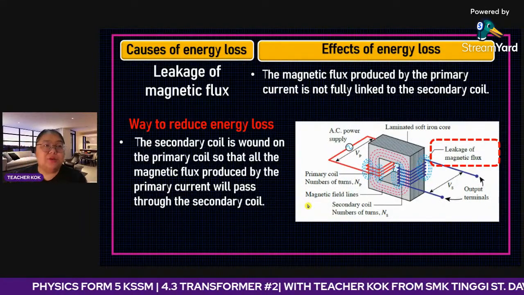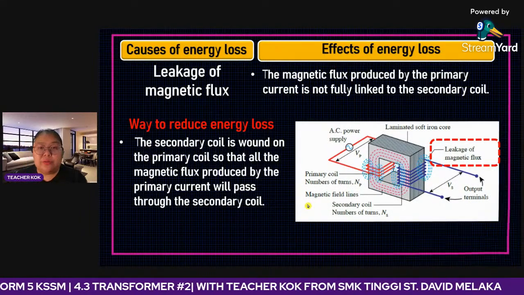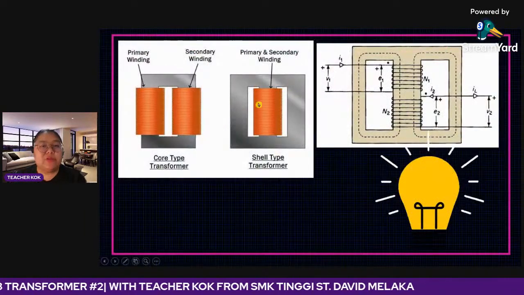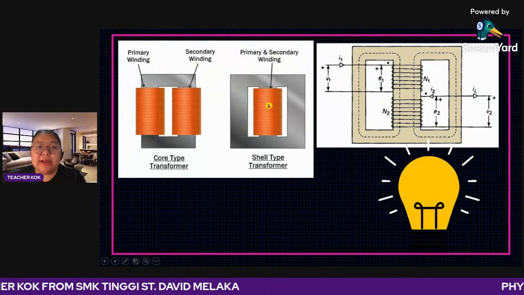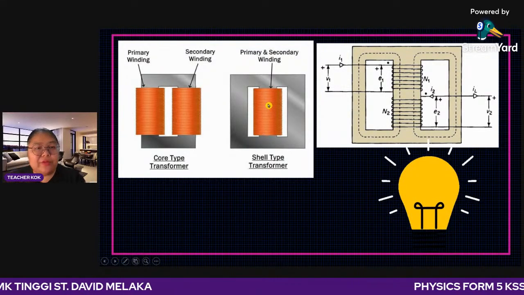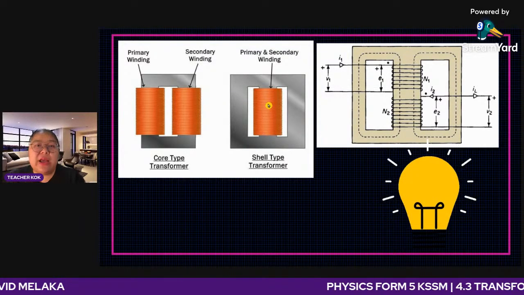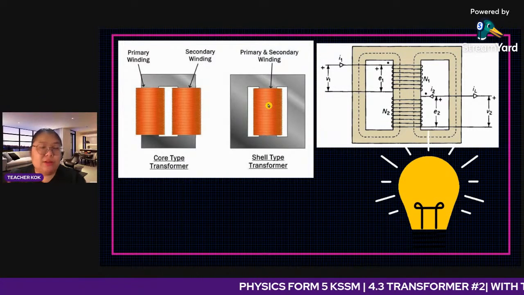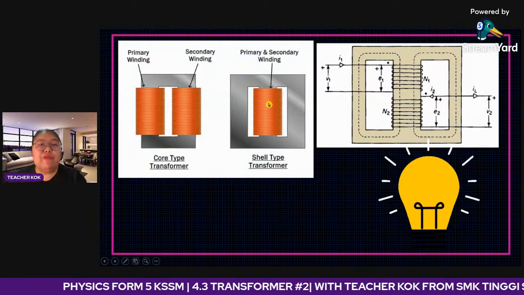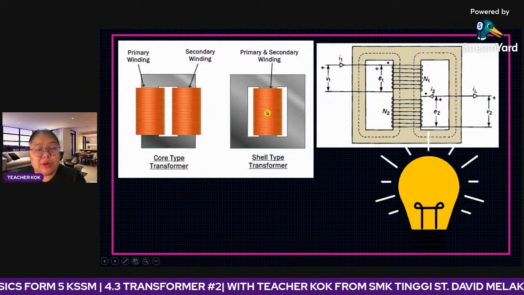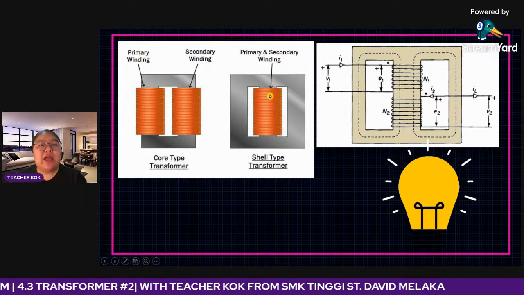Okay, now let me show you how they create the transformer. This shape we call the shell type of transformer. Can you see the center? They have one iron core. After that, they wind the wire, primary and secondary, put together. Then when they change the magnetic flux and want to change the induced current, they are near.